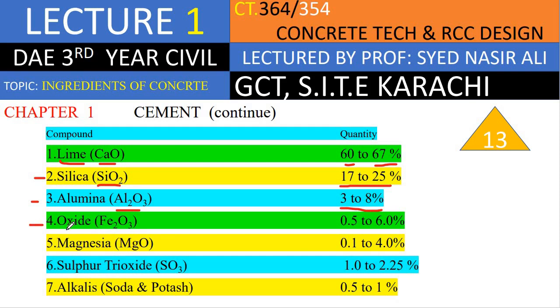The fourth part is iron oxide, chemical formula Fe2O3. Its quantity is 0.5 to 6% used in cement manufacturing. The number 5 element is magnesia, MgO, and its quantity is 0.1 to 4% in the cement. The sixth part is sulfur trioxide, SO3. Its value is 1% to 2.2%. And the last one, alkalis, the soda and potash. The values are 0.5 to 1%.